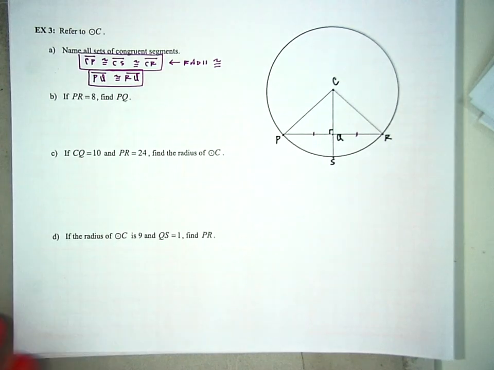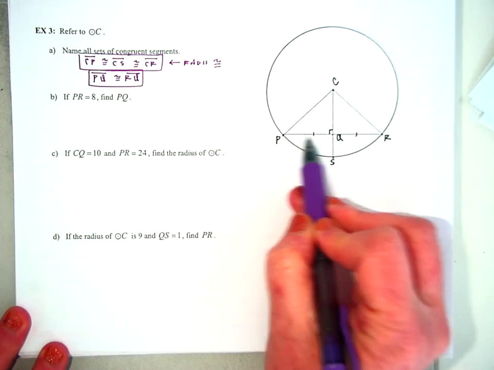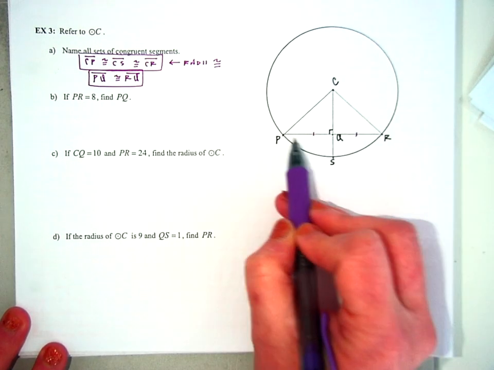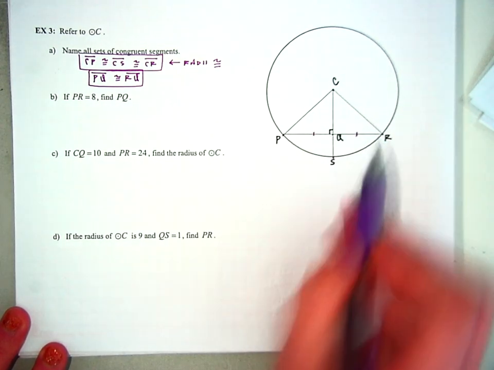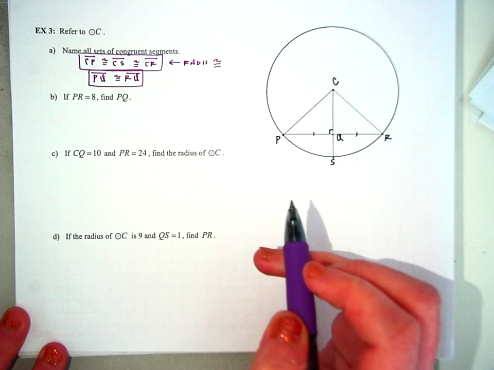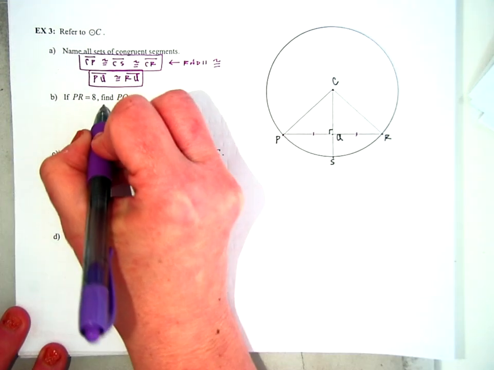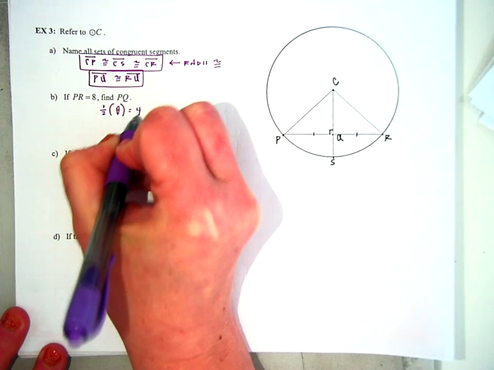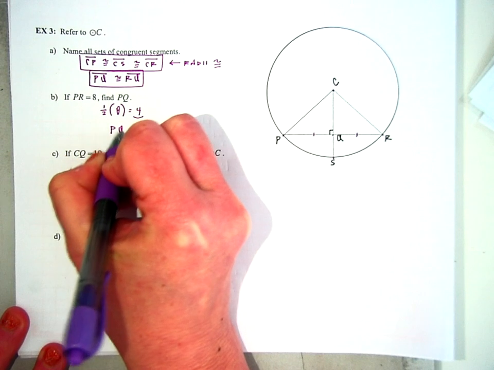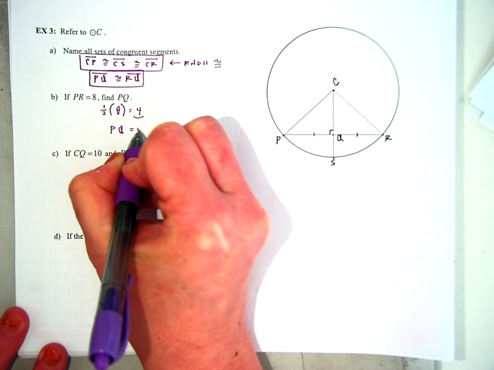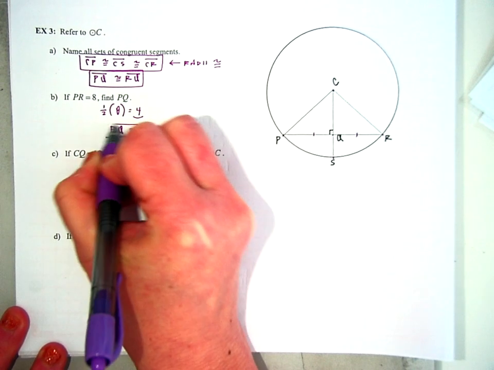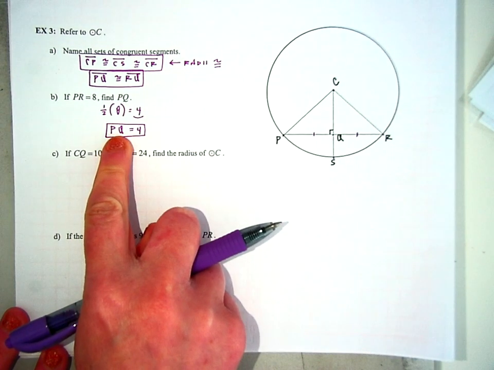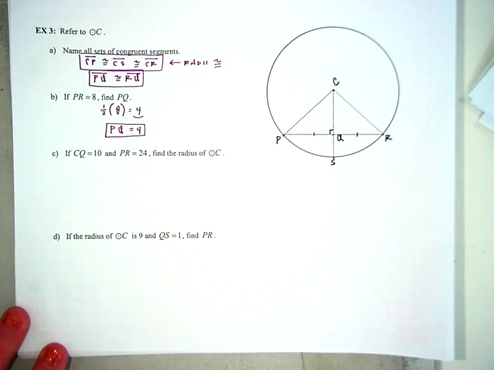Then I'm saying, if PR, so if this whole span is 8, what would PQ be? Well, PQ will be half of the whole. So if PR is 8, then I need half of 8 to get me to 4. So PQ has a measure of 4. Note how I'm switching my notation. I'm no longer talking about the segment itself, I'm talking about the measure of the segment.